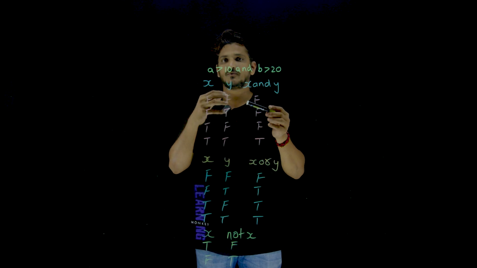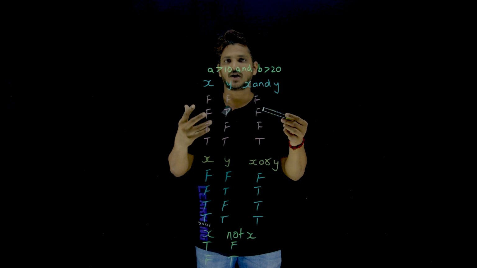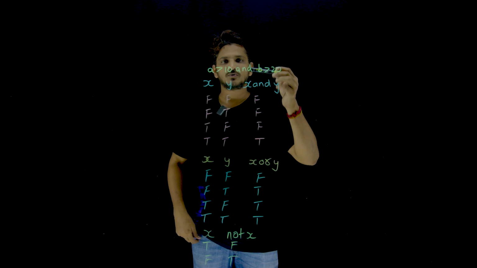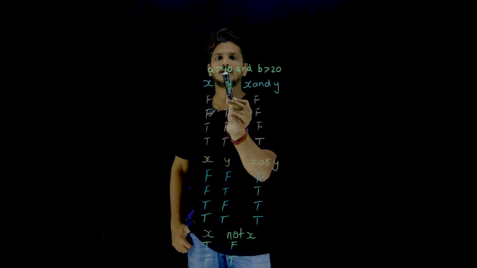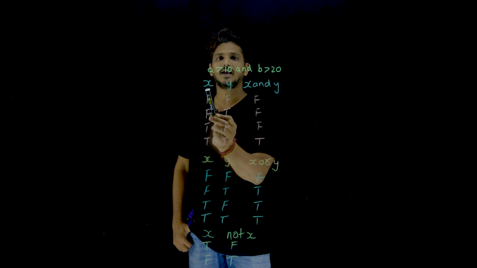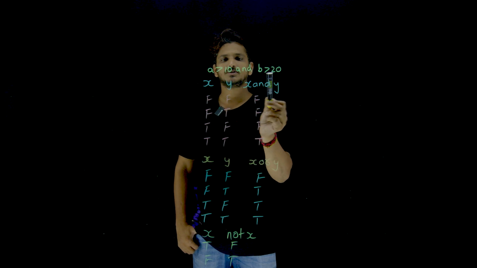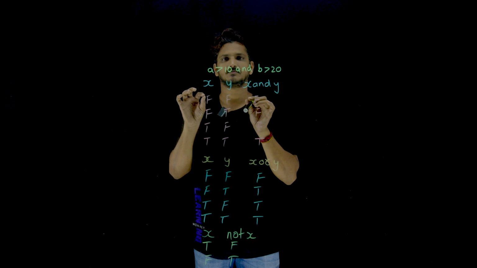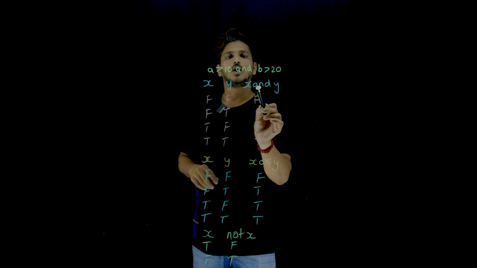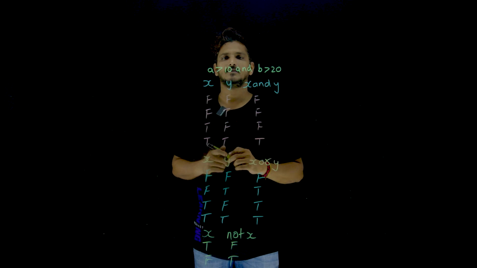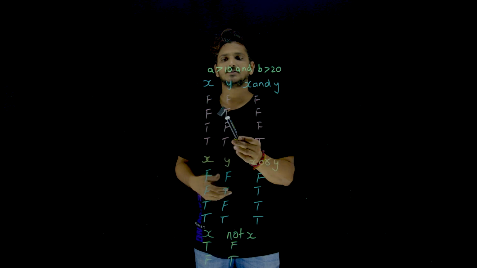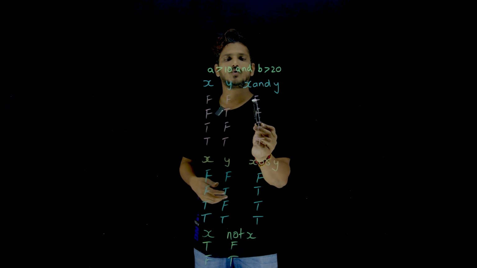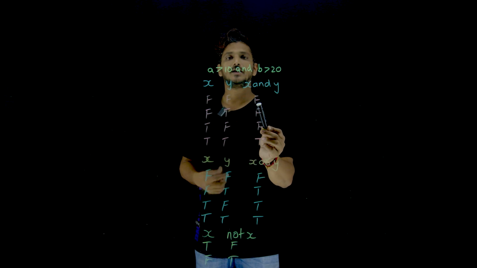So hope from the previous class intuition you understand that. Now coming to the truth tables. Suppose A greater than 10, this condition we call it X. B greater than 20, this condition we call it Y. Instead of X and Y, you place conditions. X logical and Y. So what happens? If X is false, Y is false, what happens? X and Y is going to be false.